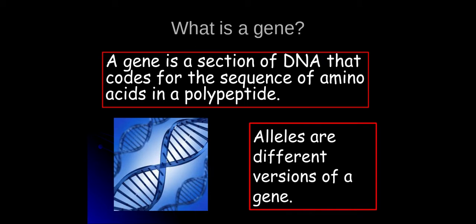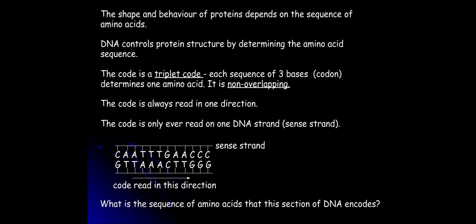Anything in a red box here is taken directly from the mark scheme, and we need to know what they mean and what they are. An example of an allele would be an allele that codes for brown eye colour and another allele that codes for green eye colour. They both code for the same gene, eye colour, but they are different alleles because they code for different colours.